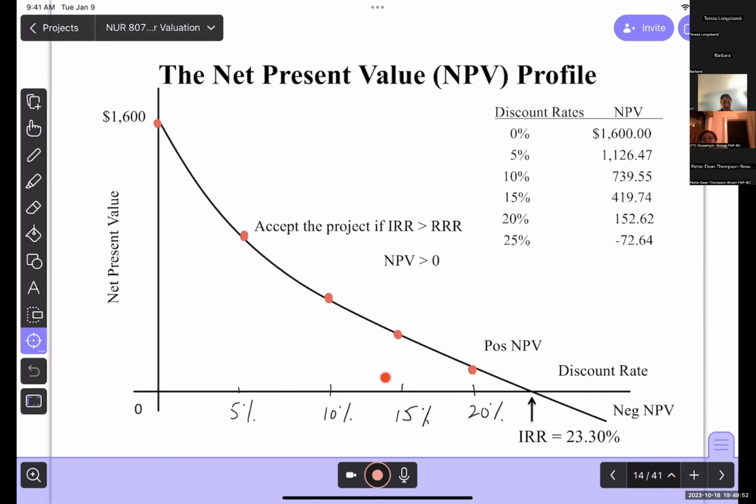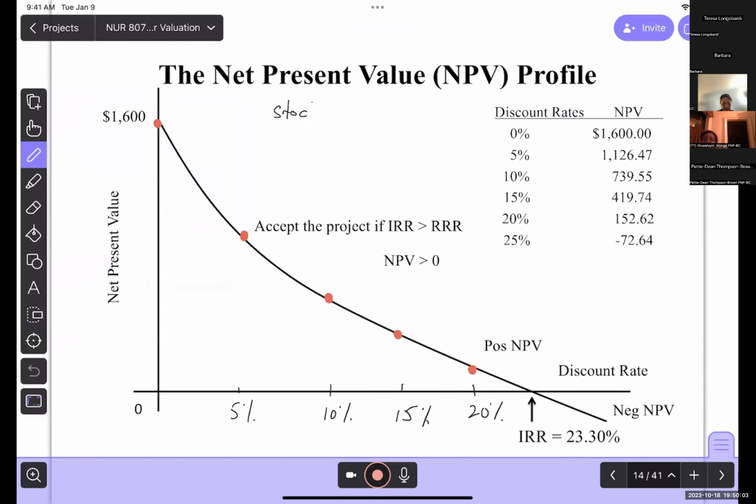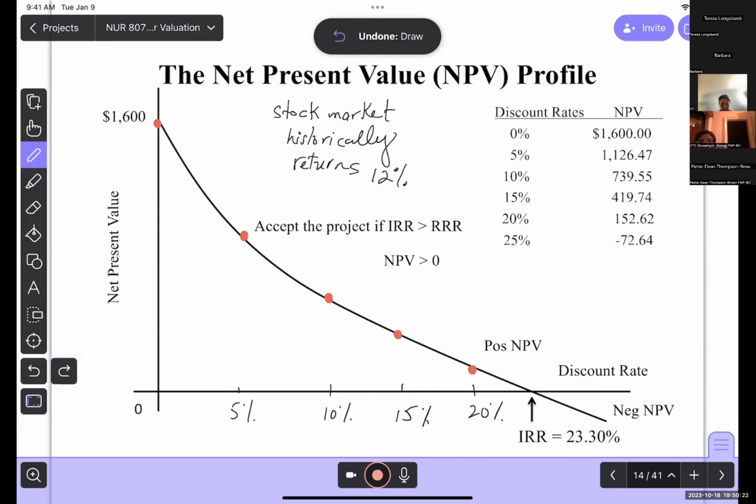So usually what we always compare to is the stock market. Historically, it returns about 12% on average. 12% over a long period of time.